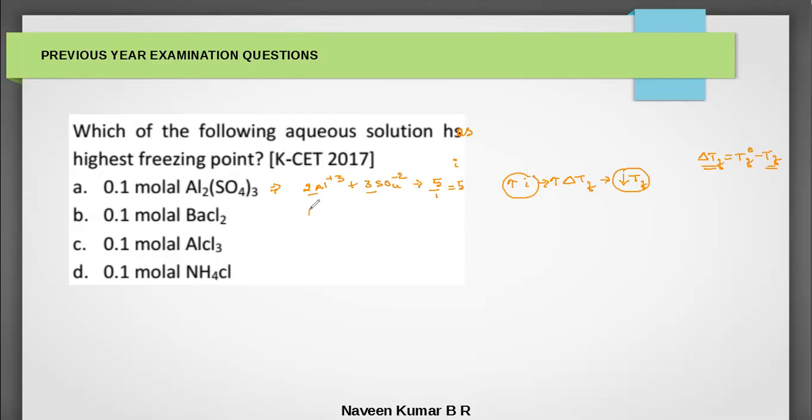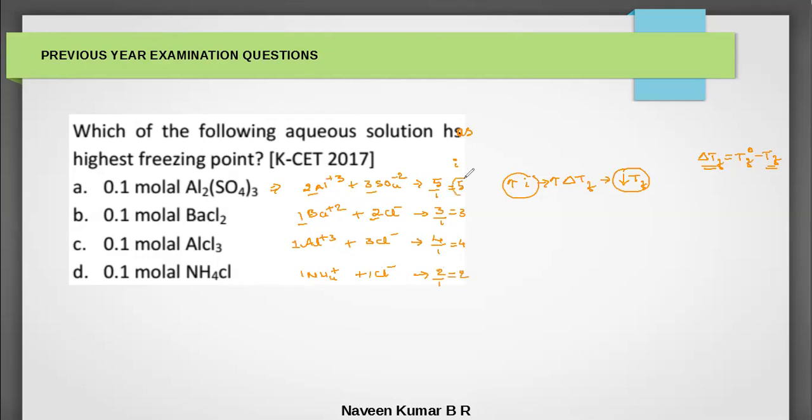If you consider barium chloride, it is barium ion plus 2 chloride ions. Since there is 1 barium ion and 2 chloride ions, the Van 't Hoff factor is 3 divided by 1, so i is equal to 3. If you consider aluminum chloride, Al3+ plus 3Cl-, it is 1 mole of aluminum ion and 3 moles of chloride ion. 1 plus 3, it is 4 moles of dissociated ions divided by 1, hence it is 4. And for ammonium chloride, it is ammonium ion NH4+ and chloride ion Cl-. It is 1 mole of ammonium and 1 mole of chloride. Its Van 't Hoff factor is 2 divided by 1, which is equal to 2.